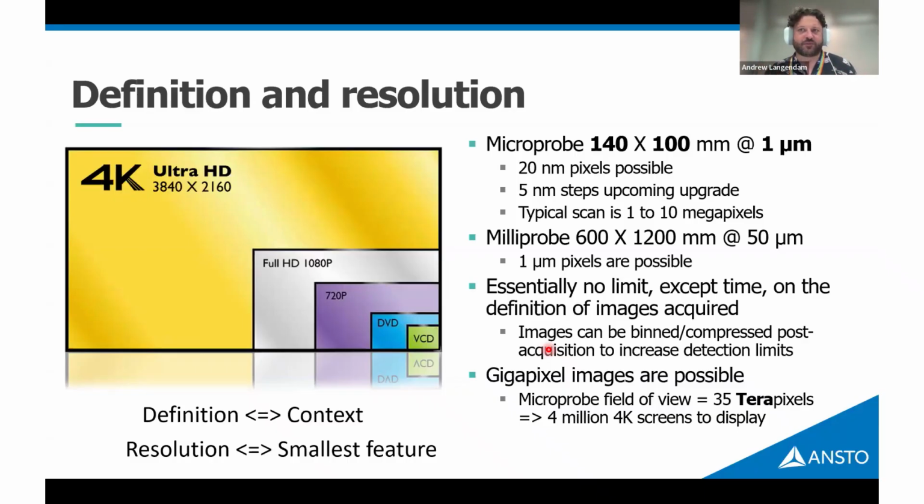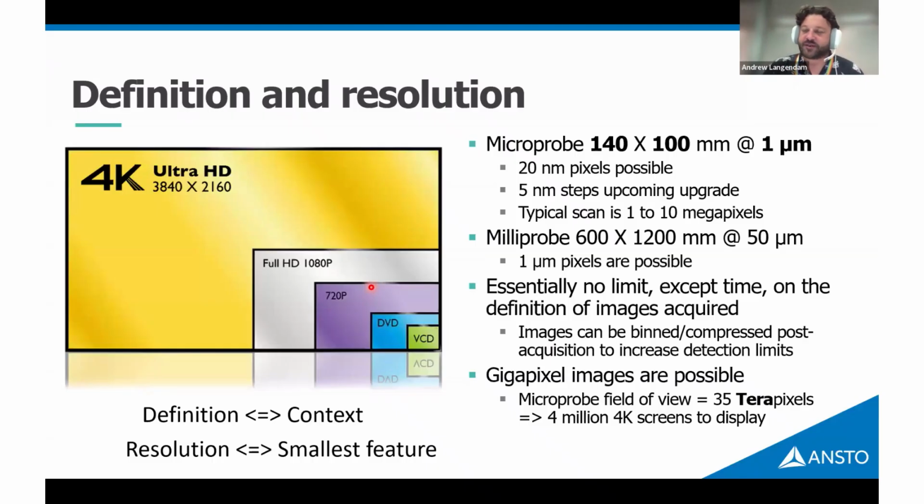But the advantage of XFM is we can map 1 micron pixels across a relatively very large area, 140 millimeters by 100 millimeters. So this means that you can scan a very large area and get very good context for your project. The milliprobe is a lower resolution instrument. It can only get to 50 micron resolution, but it can map a much larger area, 600 by 1200 millimeters. And so the only limit you have when you bring samples to us is time to get your chemical information.